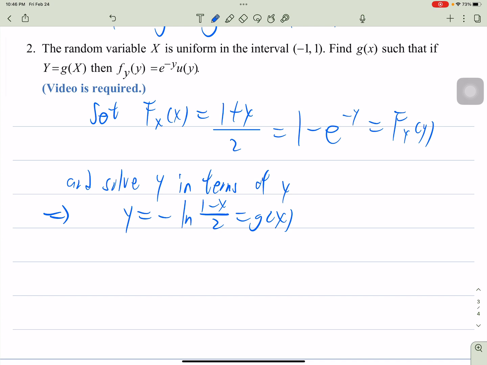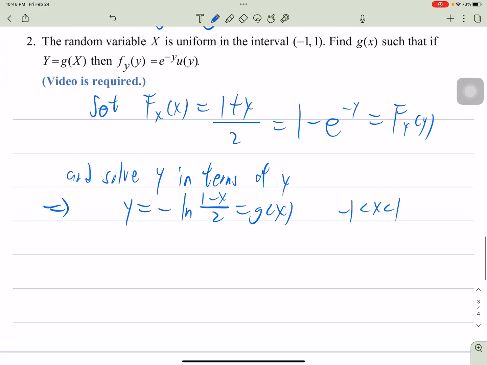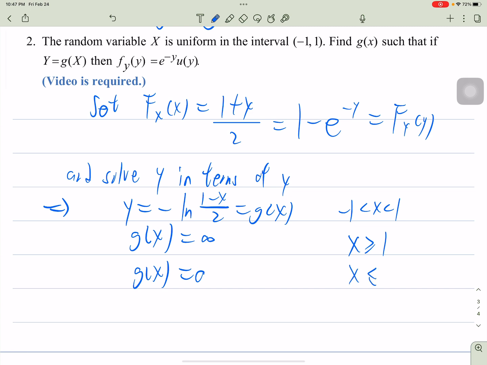for negative 1 less than x less than 1, and g(x) equals infinity for x larger or equal to 1, and g(x) equals 0 for x less or equal to negative 1.